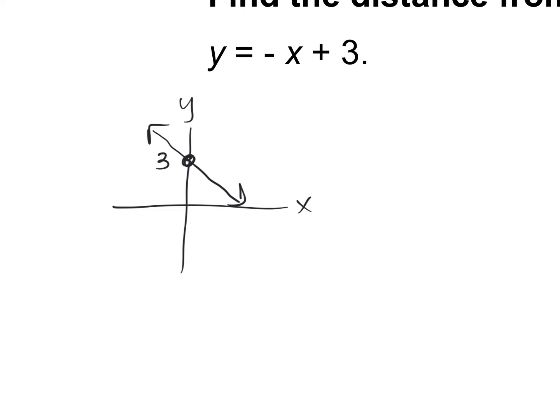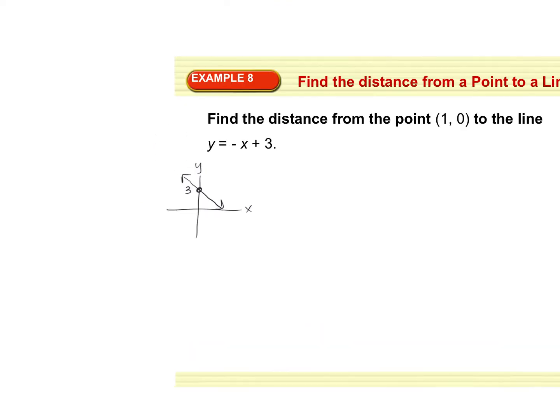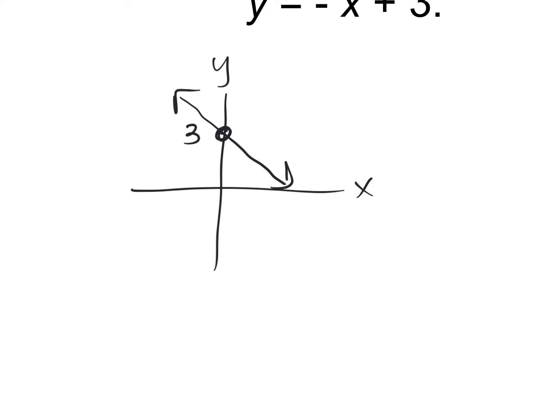Are you guys cool with that? Now, the point 1 comma 0, that's going to be this point on the x-axis, right around here. It does not have to be perfect, okay? It's a rough sketch. You're not using this other than as a visual. So what we're doing here on this problem is we're finding the distance from this point to this line. Does anyone remember how to find the distance from a point to a line? What's the most important part? Hayden?